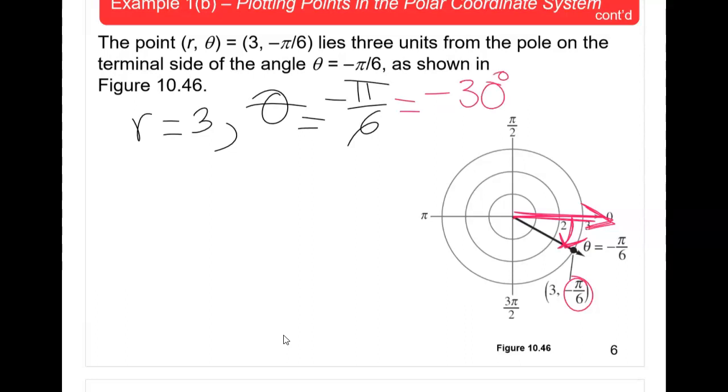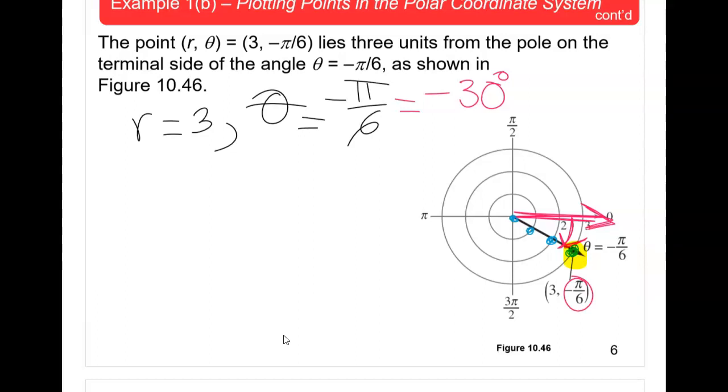So that will be our angle, and because the radius is positive, you can see how we will count from the origin. We will count 3 circles. So 1, 2, and 3. And so that will be the point.